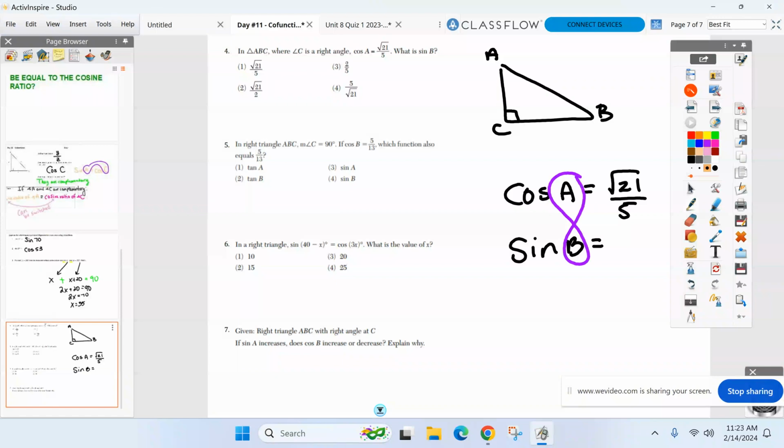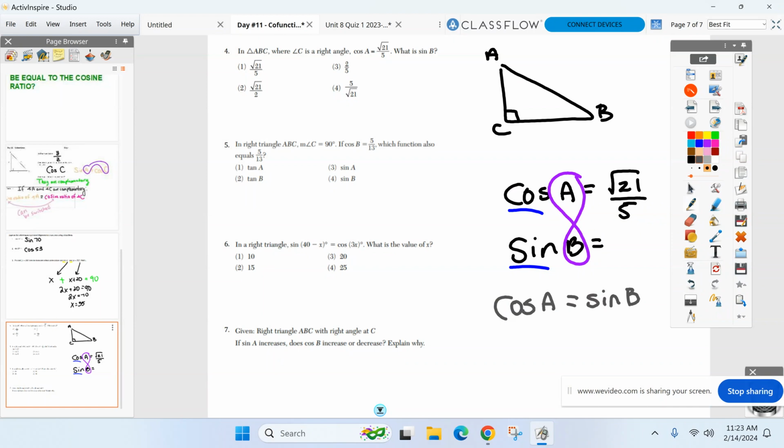What do I know about my angles A and B? Everyone agrees they add up to 90. So if the angles add to 90, what do you know about the cosine and sine ratios? They have to be equal to each other. Is everyone seeing this? The angles add to 90, so that means the cosine of one is equal to the sine of the other angle. If the angles add to 90, the ratios are equal, not the angles.